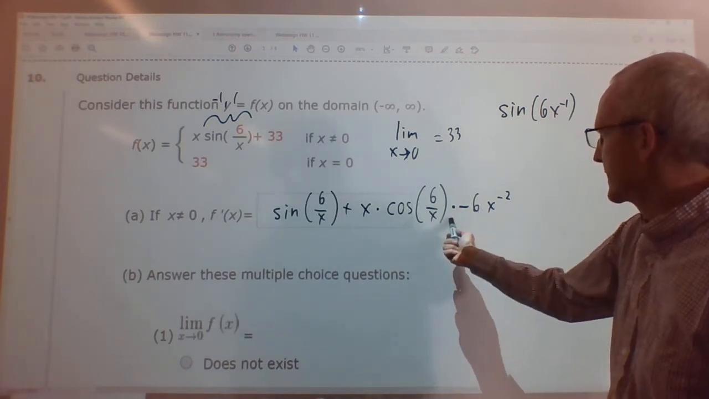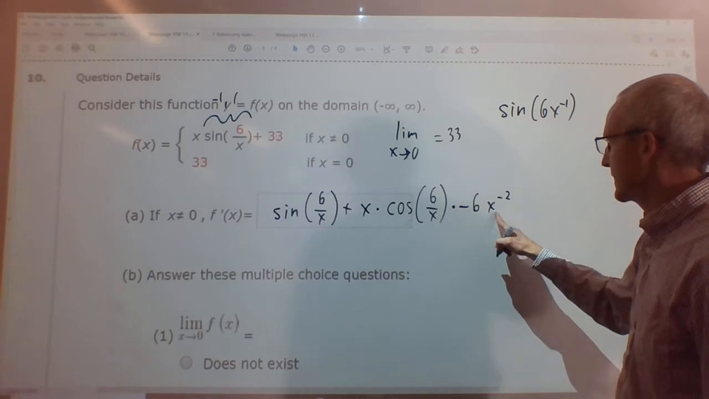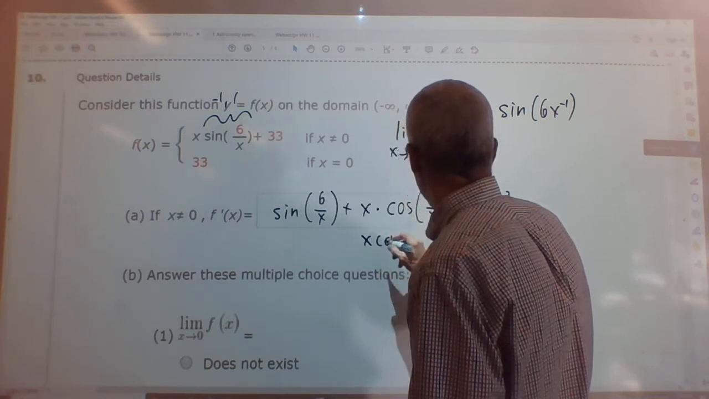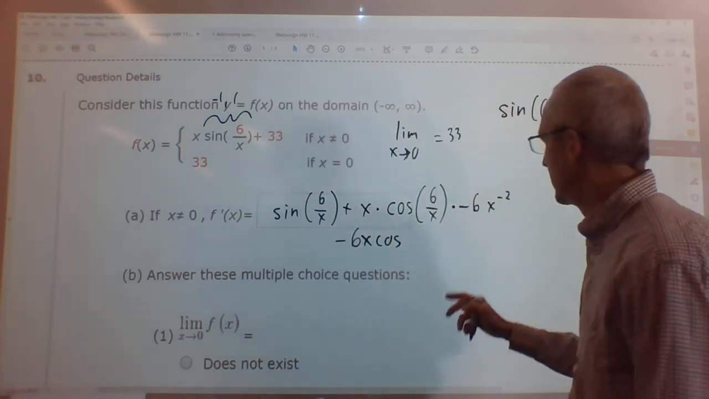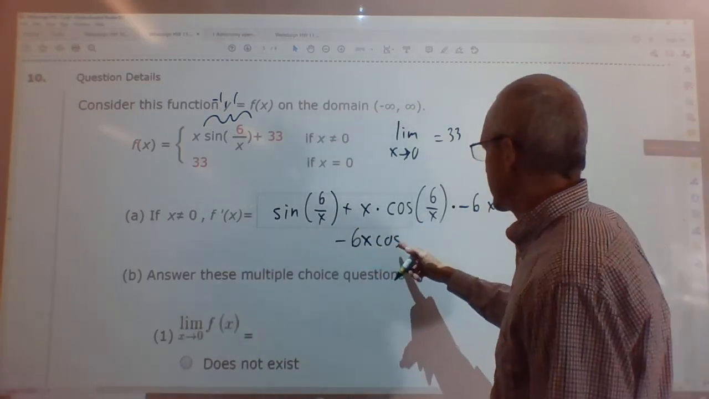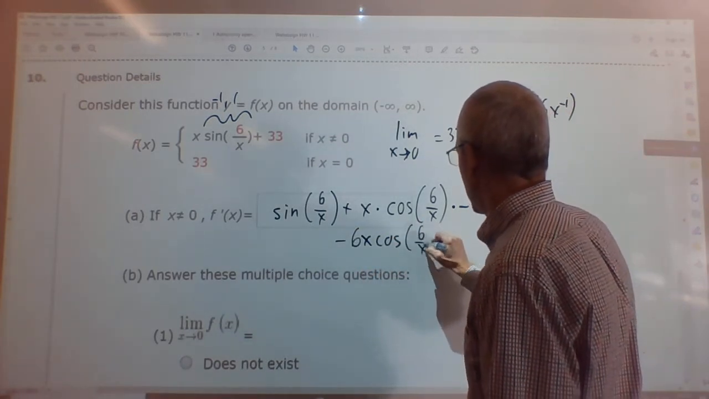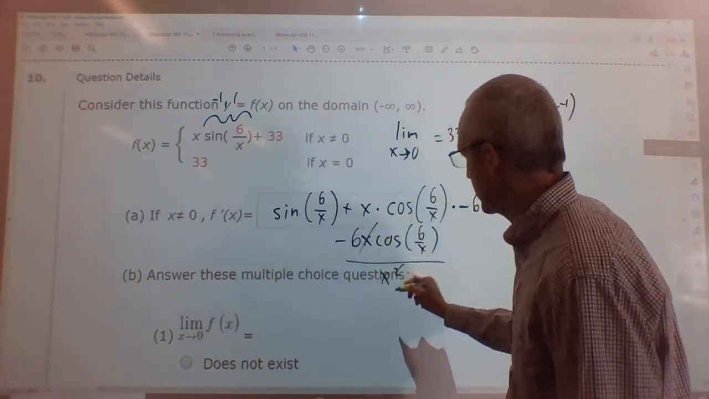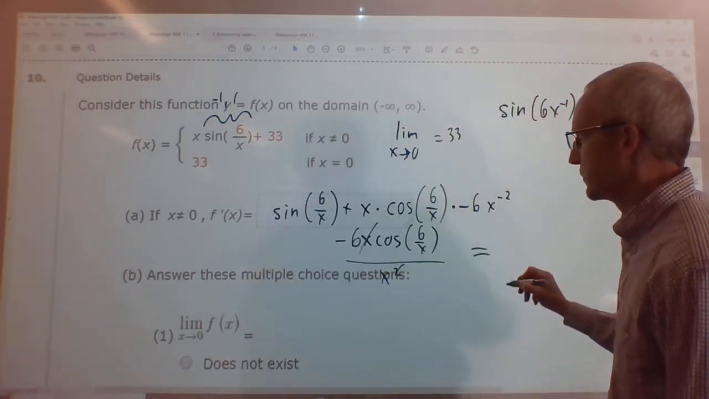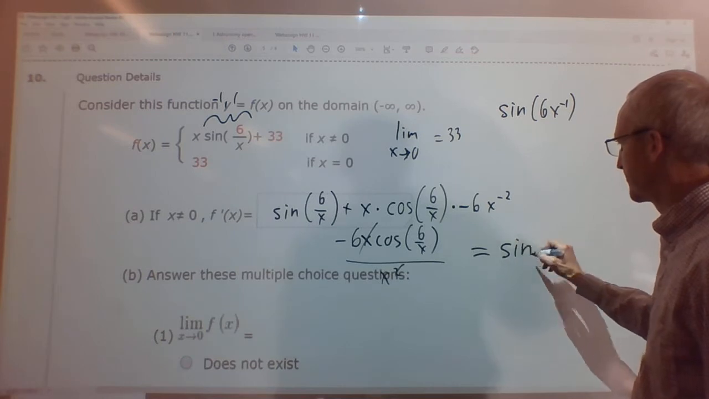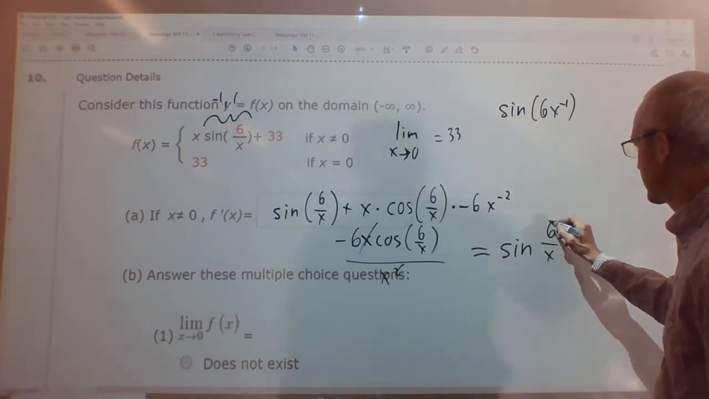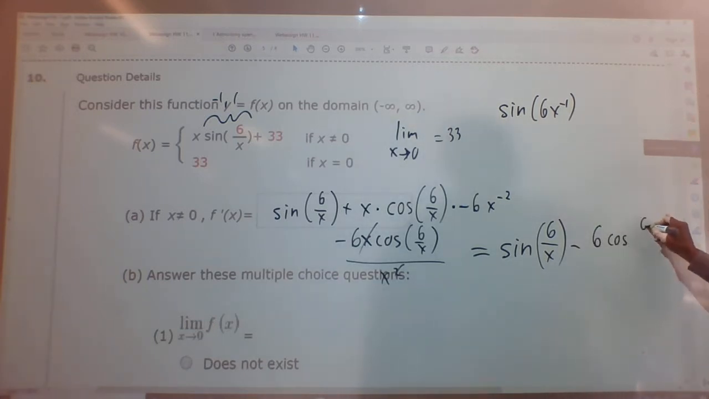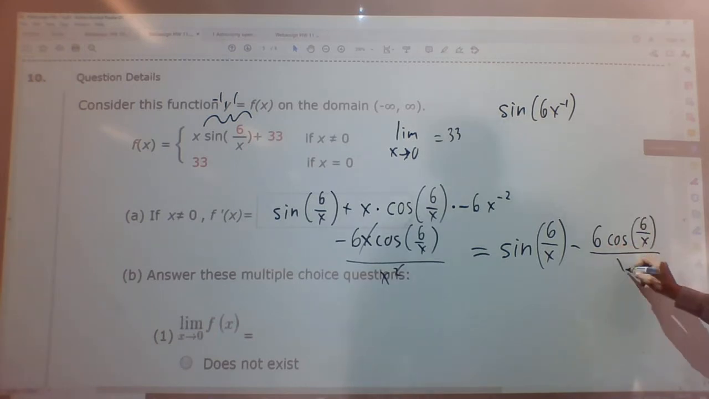Let's rewrite that because this is a mess here. 6x to the -2, let's rewrite this one. This is x cosine, the -6 we can put in front, times cosine of 6 over x with an x squared in the bottom. That's what x to the -2 is. Well, notice that x cancels, we're left with an x in the bottom. So the final answer, what I would put into WebAssign, is sine of 6 over x minus 6 cosine of 6 over x, divided by x.